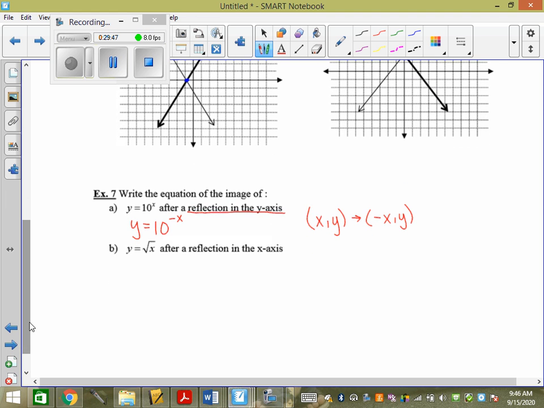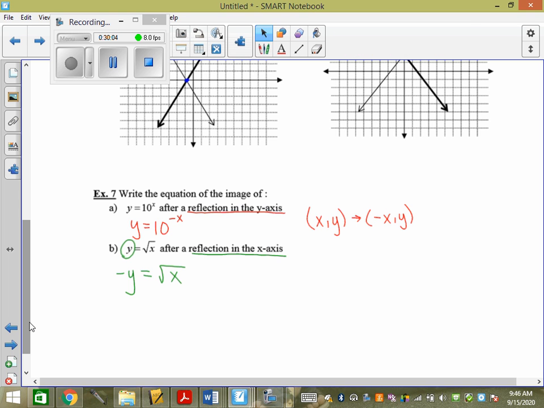This one's a reflection in the x-axis. So it actually affects my y. So I'm going to put it over here. If you put it over there, it'll be fine. I'm going to get it there in a second. So I'm going to put it with my y because it affects my y. And then I'm going to divide negative 1 over. I would suggest you always do this because it needs to affect all the terms over here. So I'm going to get y equals negative square root x.